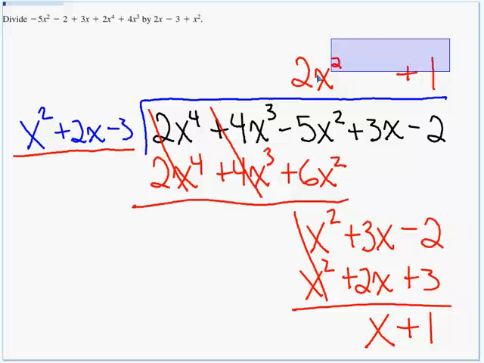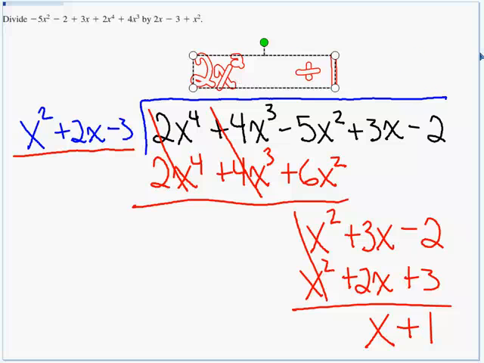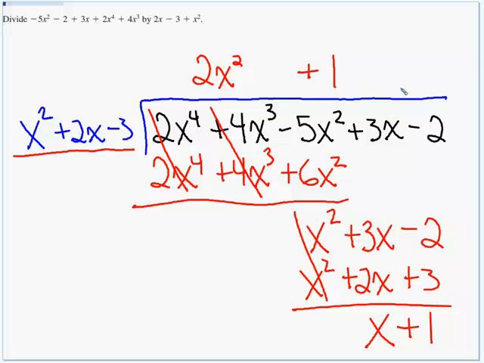And I'm going to need to give myself a little more room here. I can't squeeze it in. I'm going to have to slide this over. And then we tack on our remainder. It's a positive x plus 1. So we'll do plus our x plus 1 over top of the divisor, x squared plus 2x minus 3. There we go.